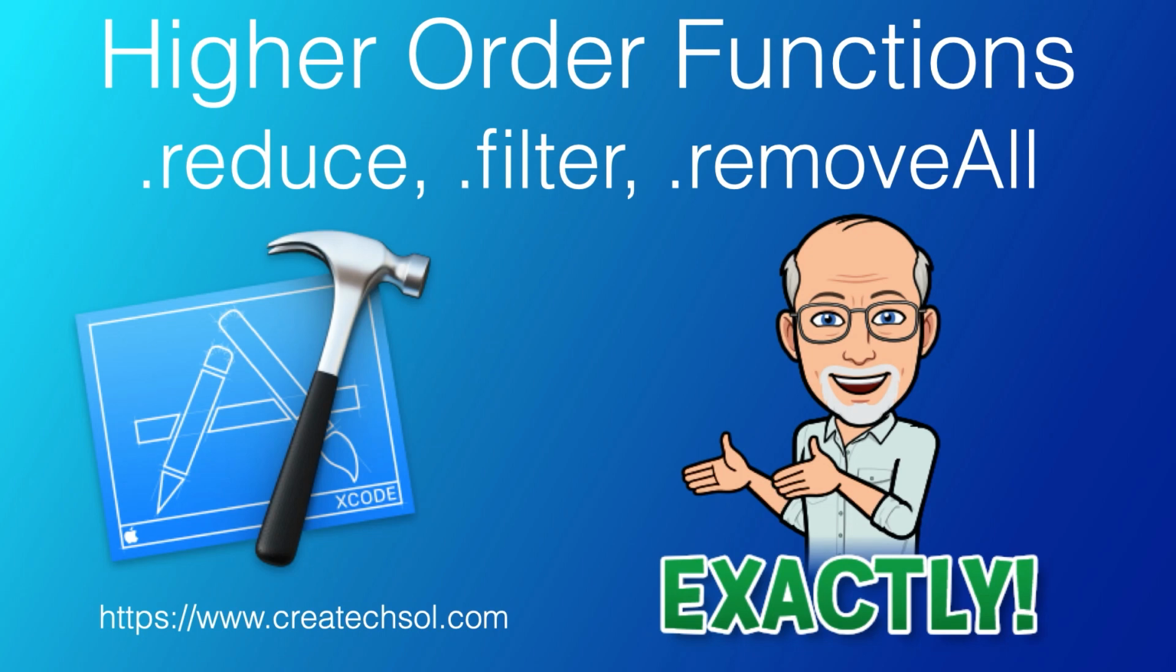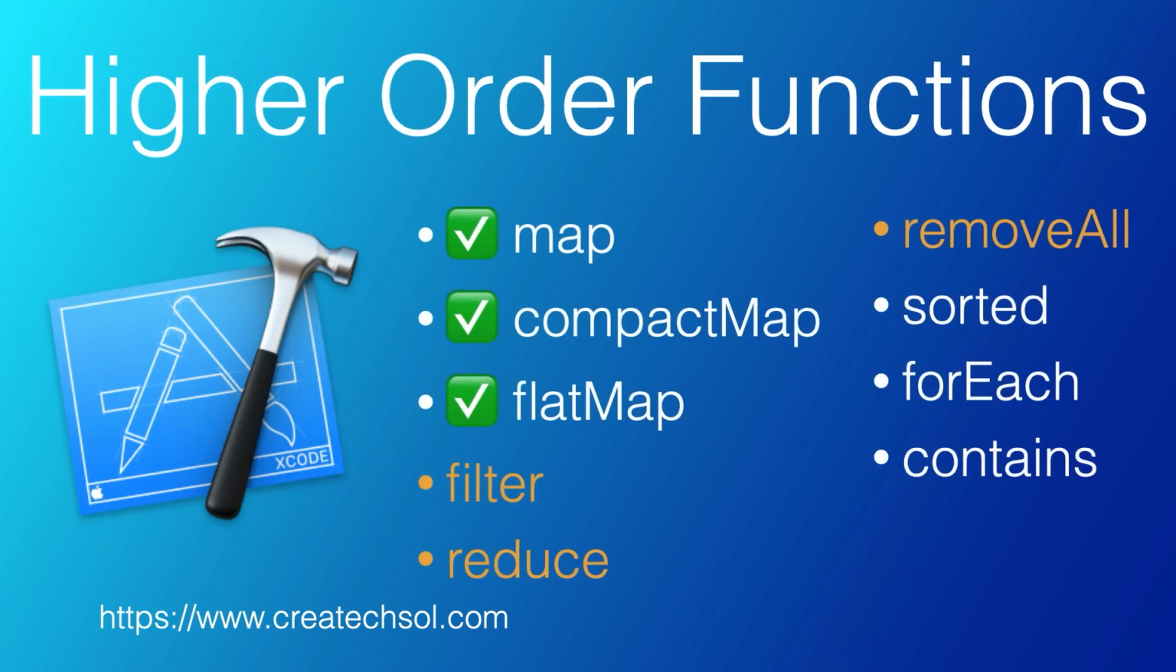Higher order functions in Swift are a great tool that we can use to get the same results with fewer lines of code. This is the second in the series of higher order functions, and if you haven't already watched the first on map, compact map, and flat map, I encourage you to do so, as this one builds on what we learned in that video, and I'll leave a link in the notes below.